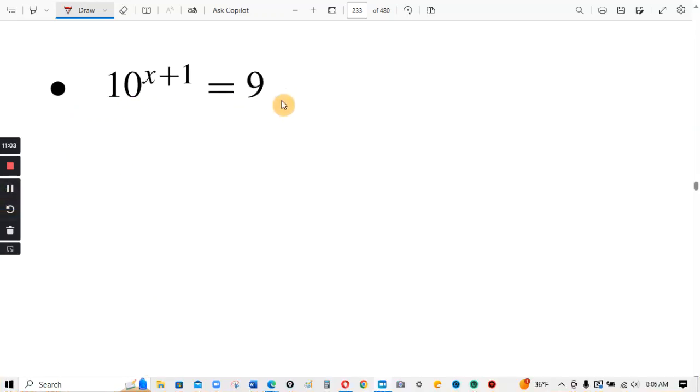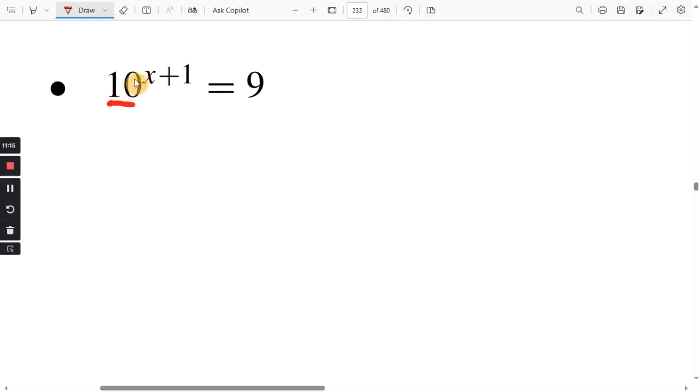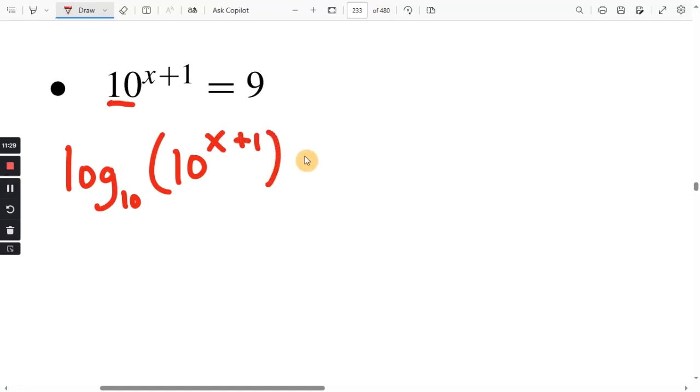All right, please pause and see if you can do this one here. You're going to do log base 10 on both sides. All right, so 10 is being raised to an exponent, so my base right here is 10. So I'm going to use log base 10. And that's going to be log base 10 of 10 to the power of x plus 1. All right, whatever I do on one side, I want to do on the other side of the equal sign. So log base 10 of the number 9.